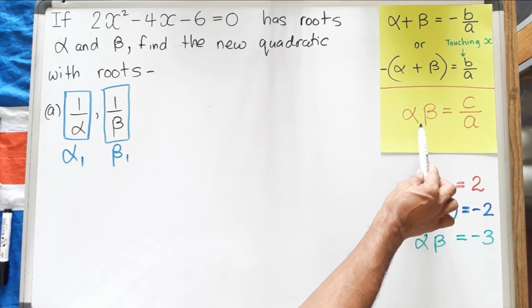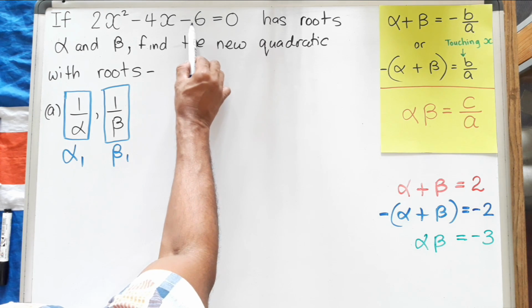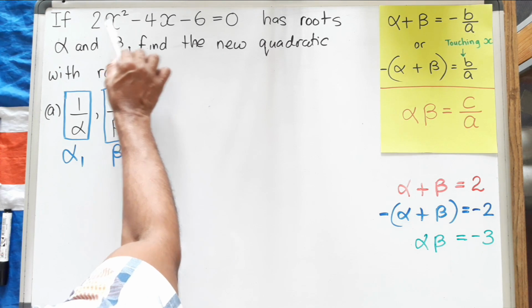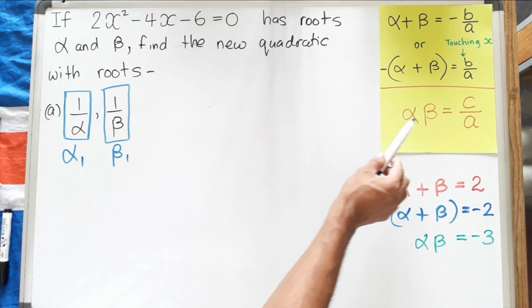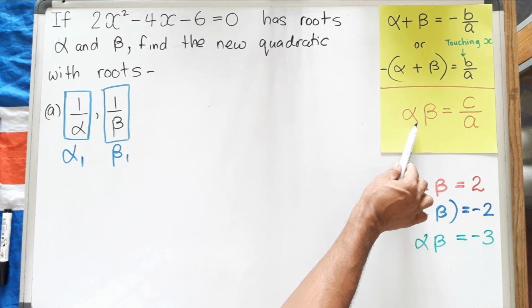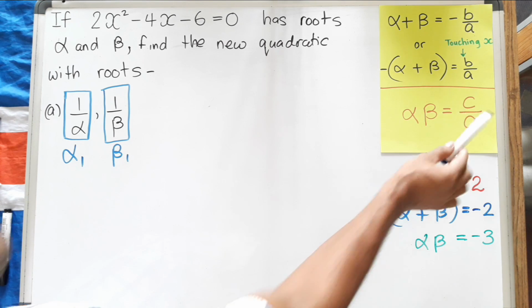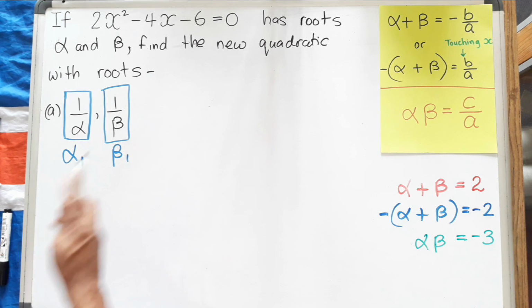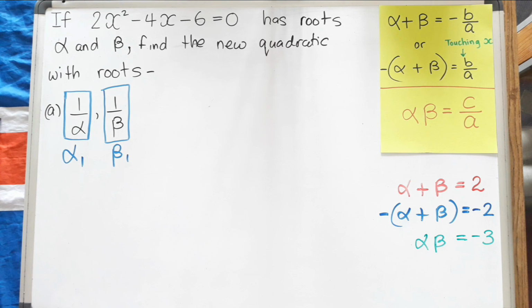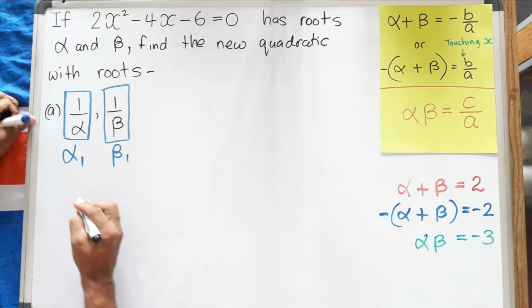If I want to figure out what doesn't have the x attached, remember it has x squared, x and something without x, I just have to take the new alpha value and multiply by the new beta value. And that will give me C on A. So let's see how this works. Remember, we always work with fractions. We try our best to work with fractions if we get a fraction. So let's apply this formula first.